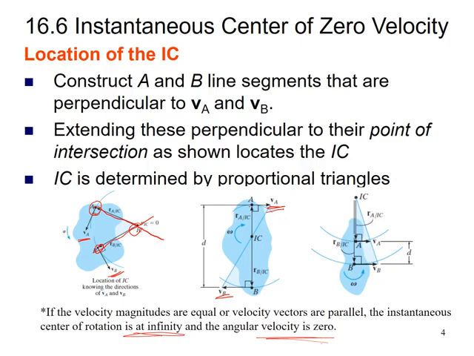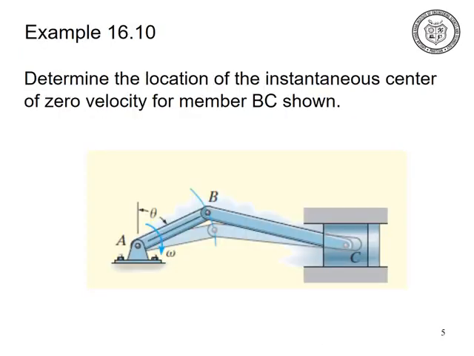In case of rotation, the instantaneous center of zero velocity must be at a finite distance and the angular velocity must not be equal to 0. So these are the three cases for finding the instantaneous center of zero velocity. Let us look at how we can find it in a real world problem. This is example 16-10. Determine the location of the instantaneous center of zero velocity for the member BC shown.